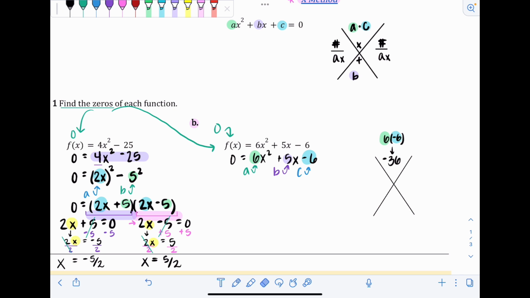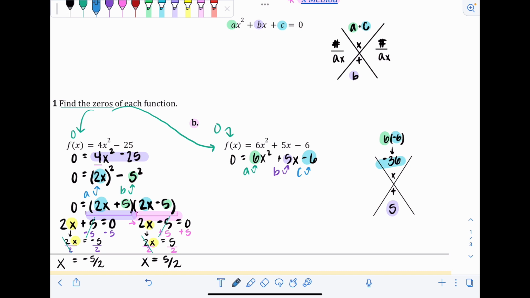And then at the bottom of the X, we're supposed to put B. So B is 5. And then you can see on the top part of the X right here, it says we're supposed to multiply. At the bottom, we're supposed to add. So what that means is that we want to find a pair of numbers that would multiply to negative 36, but add up to 5. So I think the best way to approach it is to make a list of all the numbers that you can think of that multiply to 36.